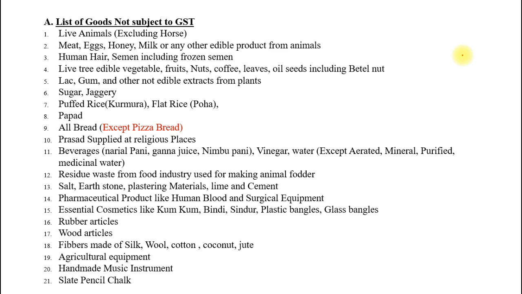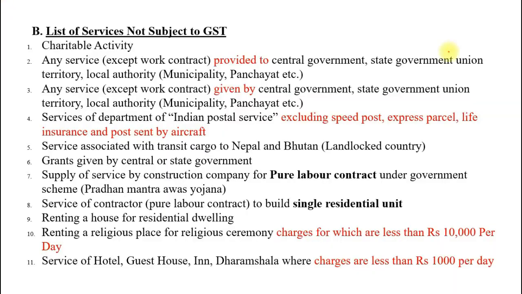Now service is a little lengthier. A lot of things are there which we need to keep in mind. Simple, but you need to keep all those things in mind. Services which are not subject to GST. Number 1, we have charitable activity. Anything for charity is not to be considered. Any service except work contract which is provided to central government, state government, union territory, local authority. So any service which you are providing to the government is exempted. Any service given by central government or state government, any government activity, is exempted.